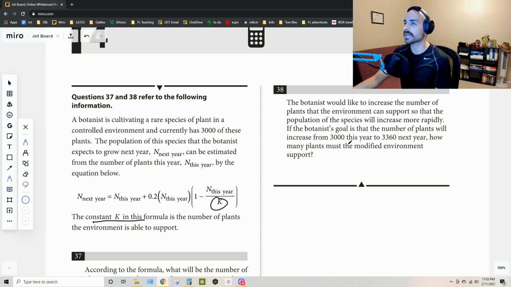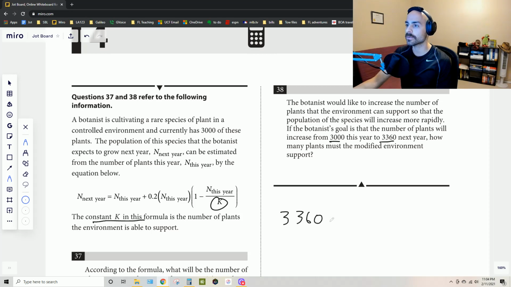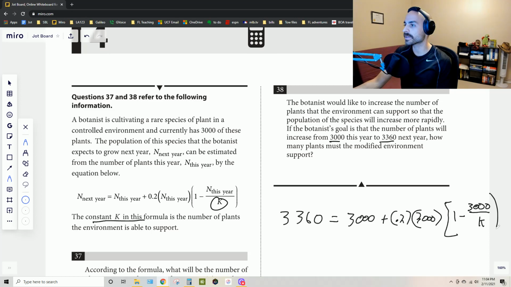And they're telling us that the number of plants will increase from 3,000 to 3,360. And that's a good hint too that we're trying to change k, because they're now telling us not only what this year is, but also what next year is. So we want to make sure we put the numbers in the right place. So 3,360 is going to be equal to 3,000 plus 0.2 times 3,000 times 1 minus 3,000 over k. We don't know what k is yet.